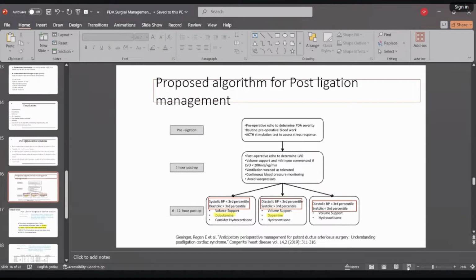If there is hypotension, if systolic BP is less than the third percentile and diastolic BP is more than the third percentile, we need to give volume support, support with an inotrope like dobutamine, and consider hydrocortisone to increase the systolic BP. If diastolic BP is less than the third percentile and systolic BP is more than the third percentile, we need to give volume support, and the inotropic support will be dopamine, and we can give hydrocortisone. If both diastolic and systolic BPs are less than the third percentile, we need to give volume support and hydrocortisone.